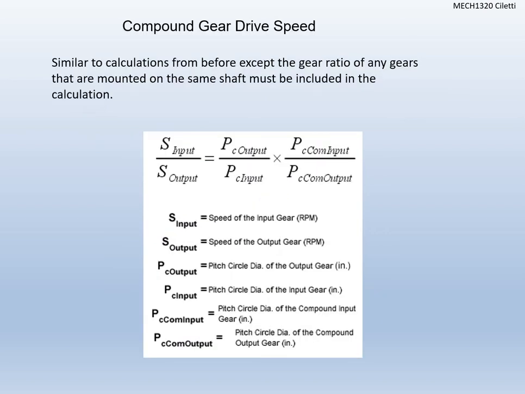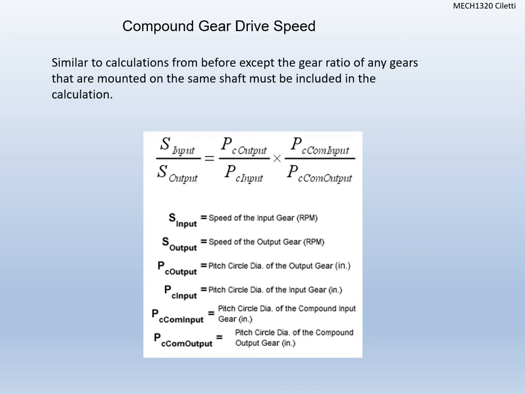All right, so the compound gear drive is slightly different. Notice we have speed input divided by speed output, and it's going to be different if we're using speed or torque, so just make sure you understand that. It's going to be our PC.